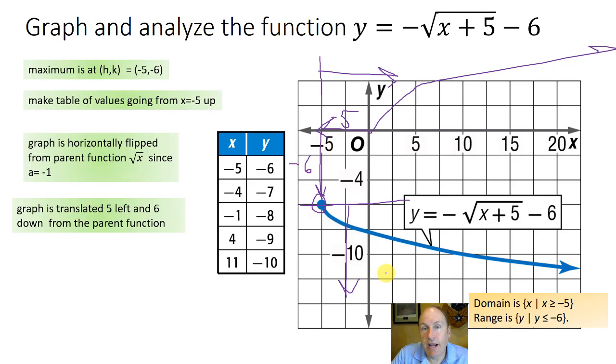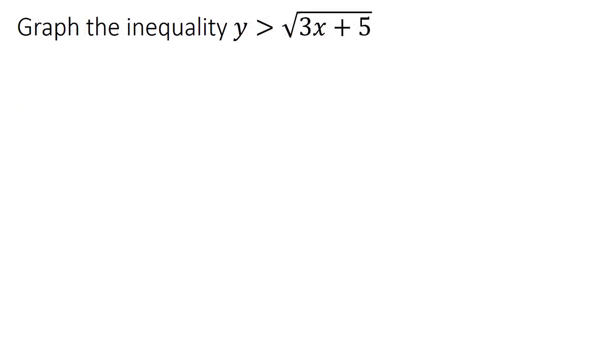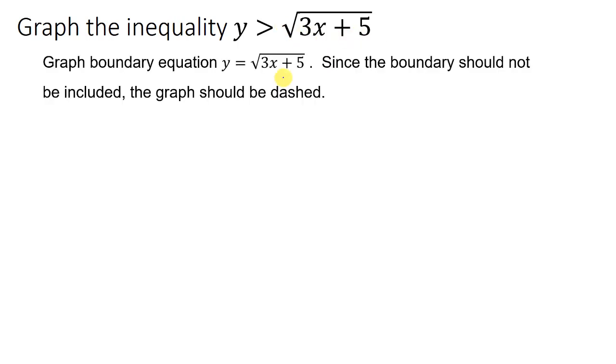Let's look at an inequality. Okay, so we're going to graph the inequality y greater than square root of 3x plus 5. Like with any inequality, we're going to graph the boundary equation. In this case, y equals square root of 3x plus 5.